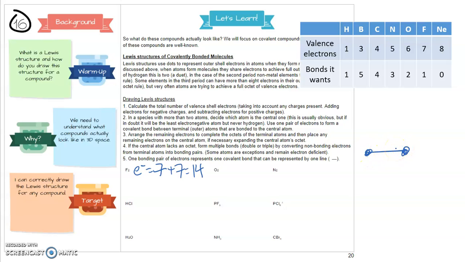Now, do we have to worry about what's in the middle of our structure? That's the next thing we're going to go through. No, because there's only 2 things. So nothing's going to go in the middle. They're just going to go next to each other. So you're going to write out the 2 symbols, F, F, because there's literally 2 Fs.